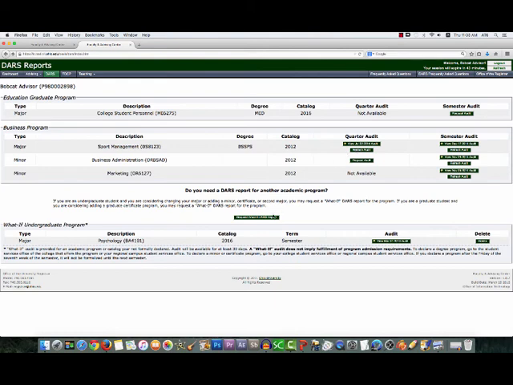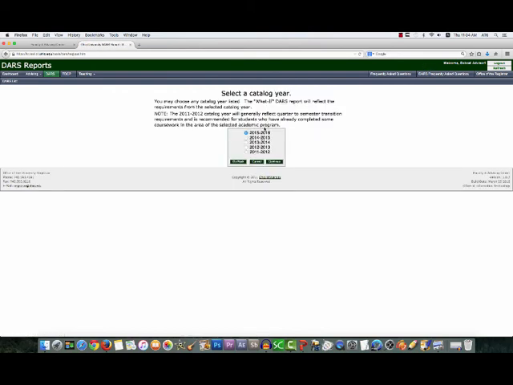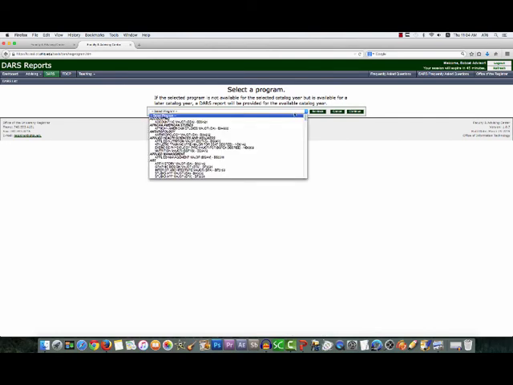For other potential academic endeavors, you may also create a what-if DARS for majors, minors, and certificates. A what-if DARS will show you the requirements for a major, minor, or certificate you have not declared yet, but you may be interested in. What-if DARS are helpful if you are thinking about changing your major or declaring a new minor or certificate to see what courses are needed, or if any of the classes you have taken will fulfill requirements.